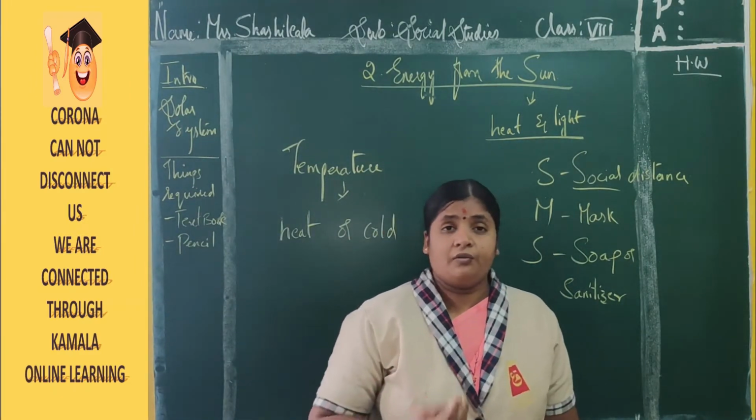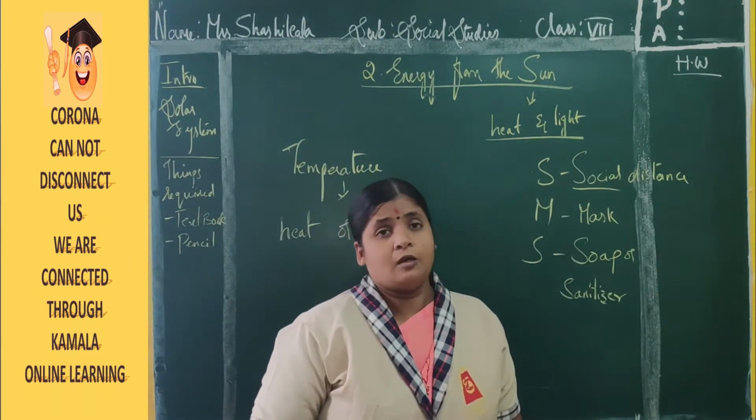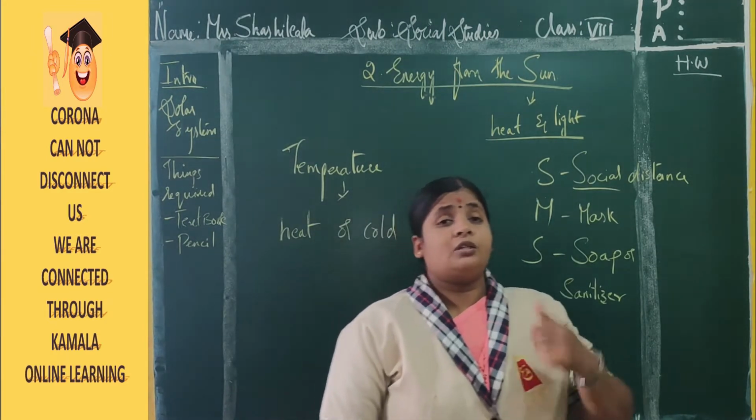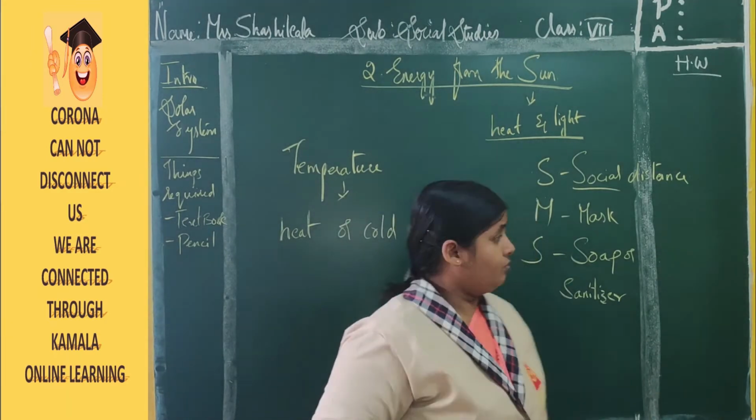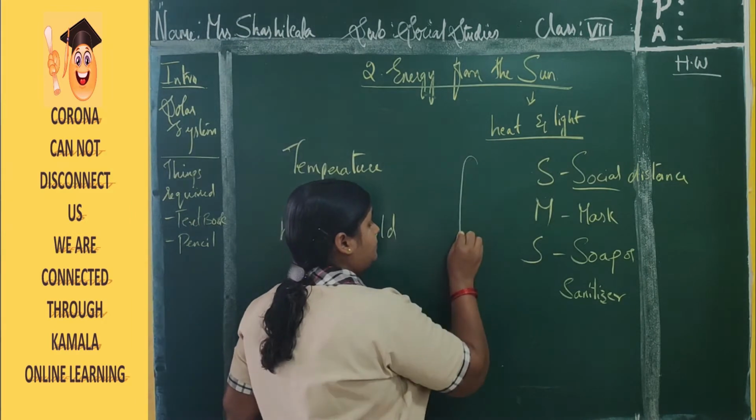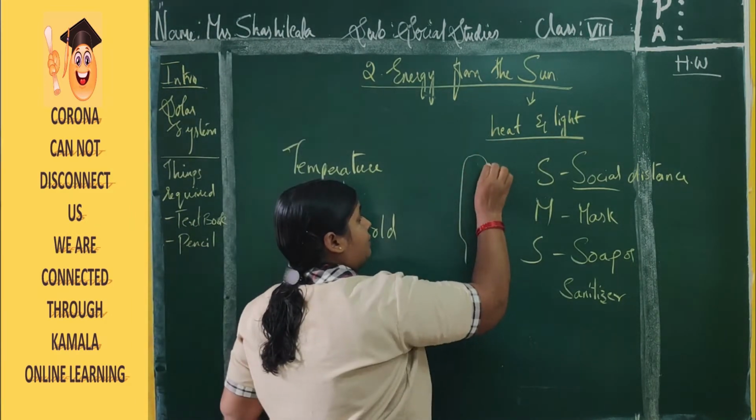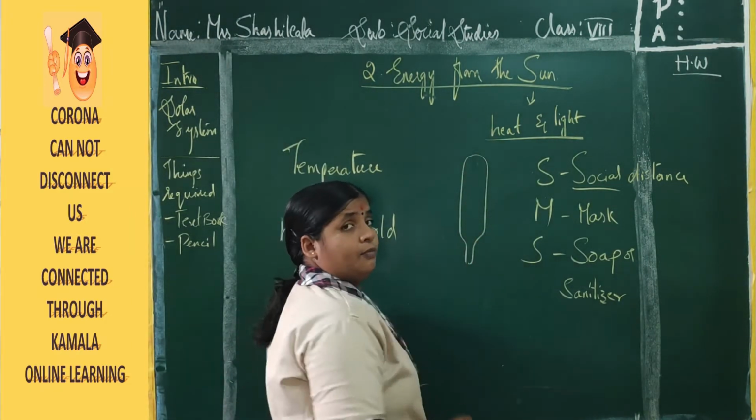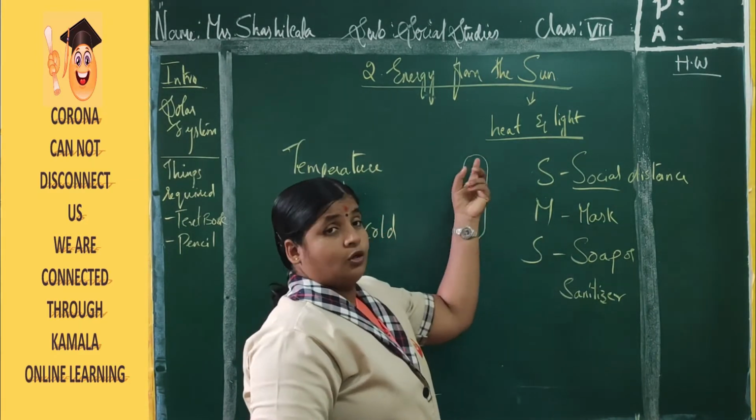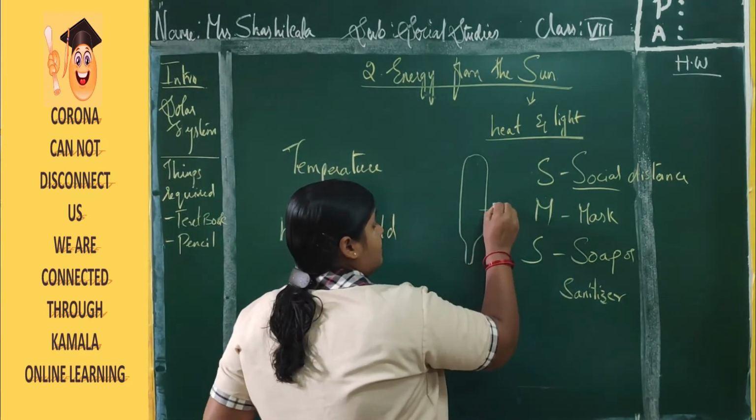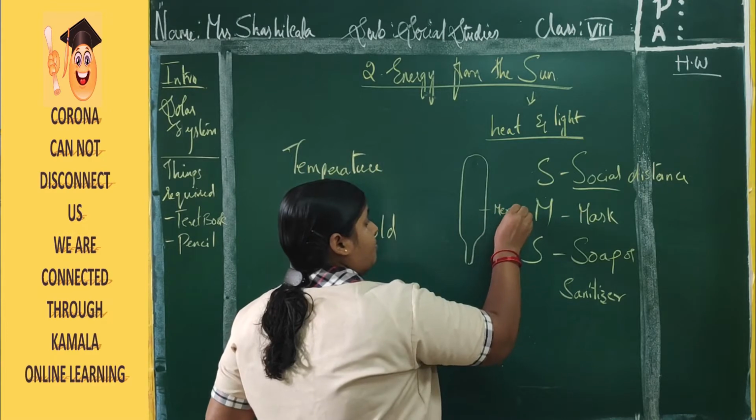Now suppose we get a fever, where do we go? We go to the doctor. If we have a fever, what will the doctor keep in our mouth? A thermometer. Right? We keep the thermometer in our mouth. And in this thermometer, one liquid will be there, that is mercury.